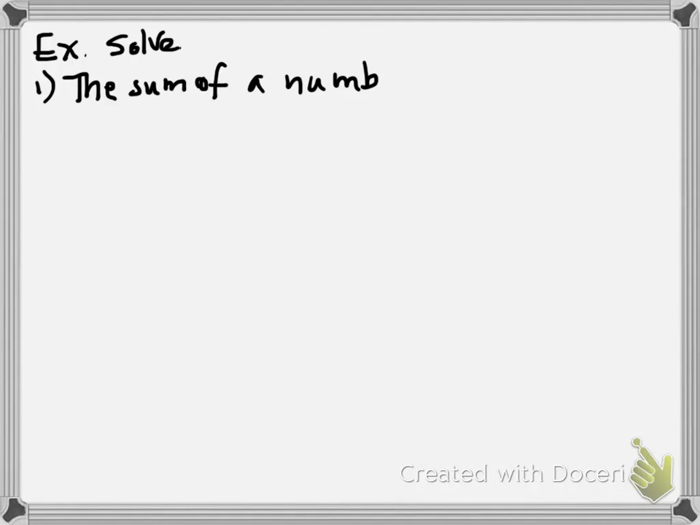So let's go ahead and start. Some of these are going to be easy, and some are going to get harder. The directions are going to tell us to solve. So first one, the sum of a number and its square is 42. Find the number.